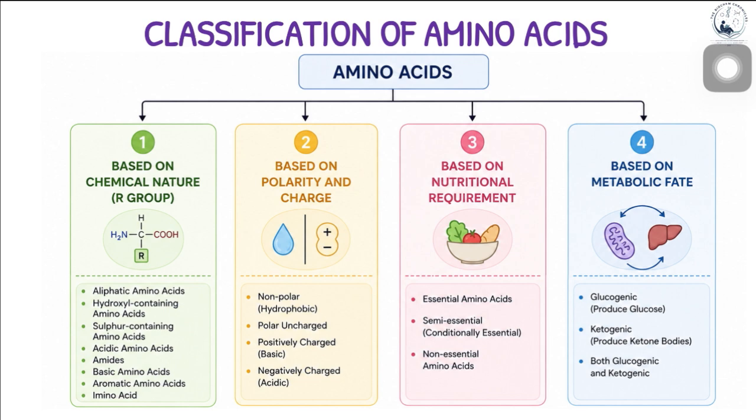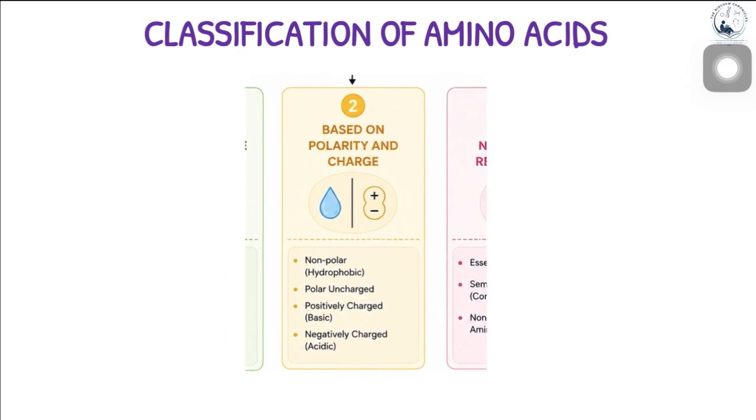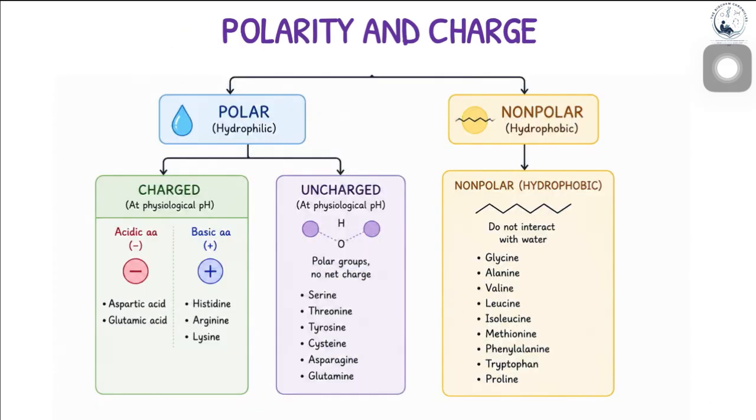So the next classification is number 2, based on polarity and charge. So broadly, first we classify them whether they are hydrophilic or hydrophobic. Polar means water loving, hydrophilic; non-polar means they do not love water, they are hydrophobic. Okay. The polar amino acids are further classified into charged and uncharged amino acids. So the easiest way to remember, I will tell you, please focus, you will never forget it again.